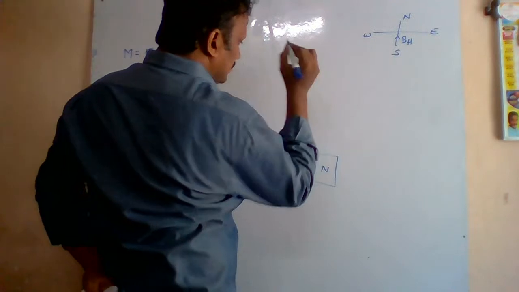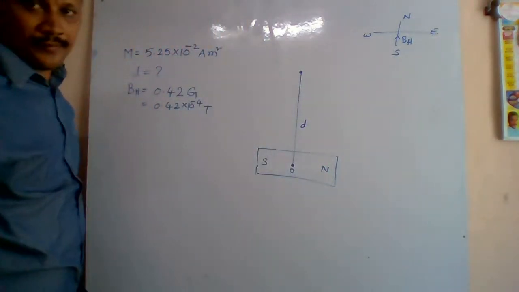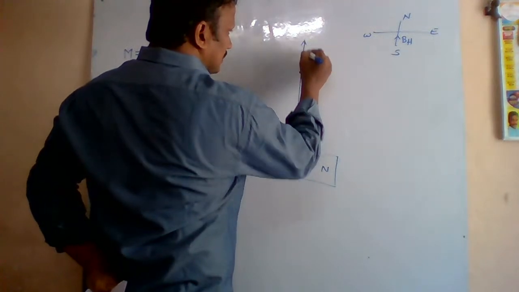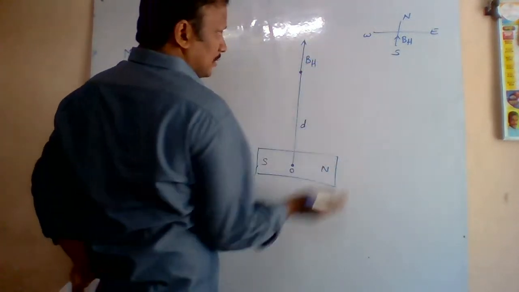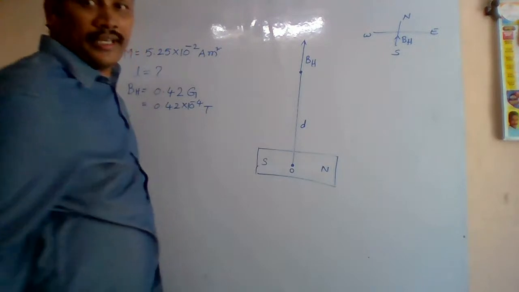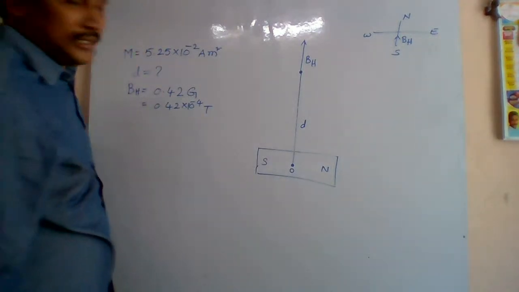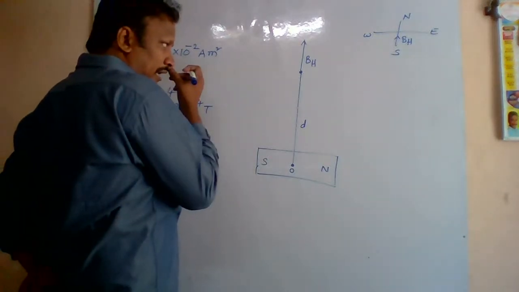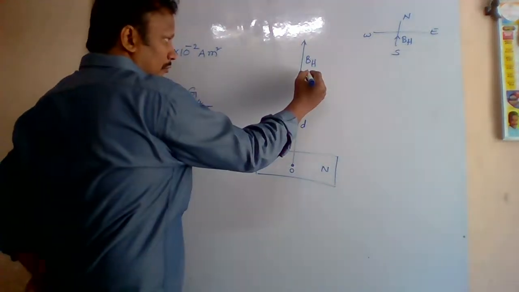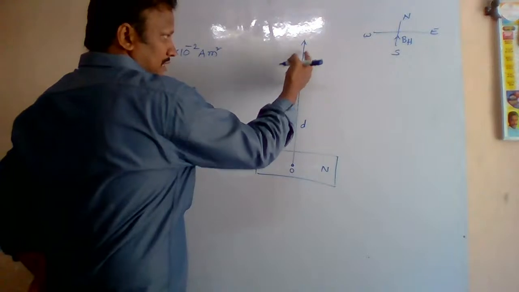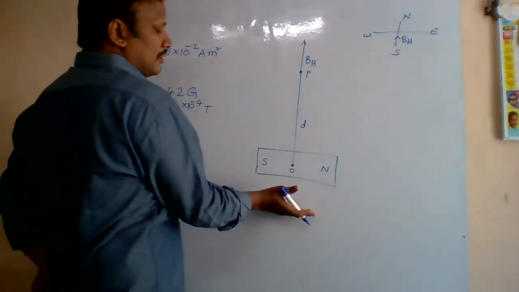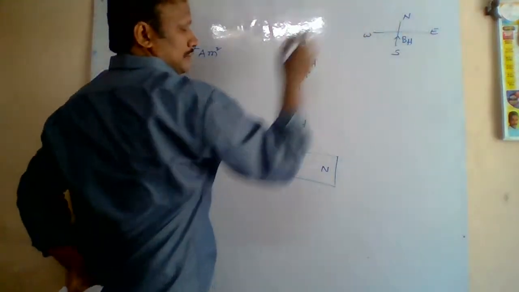So at this point, how many fields are acting? Two fields. So the first one is BH. What is the direction of BH? Acting vertically upward. That means south to north direction. Right? Normal bisector is nothing but the equatorial line. On the equatorial line, I am taking a point P. At that point P, what happened? Two fields are acting. Now the first field is BH. What is the direction of BH? Acting vertically from south to north.